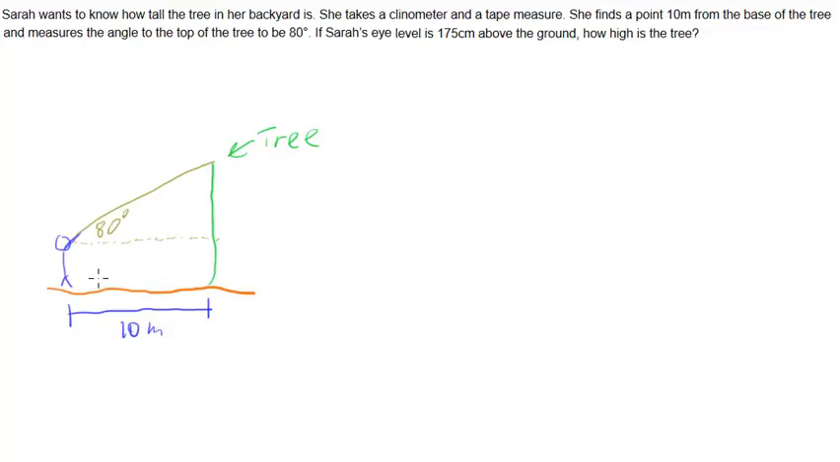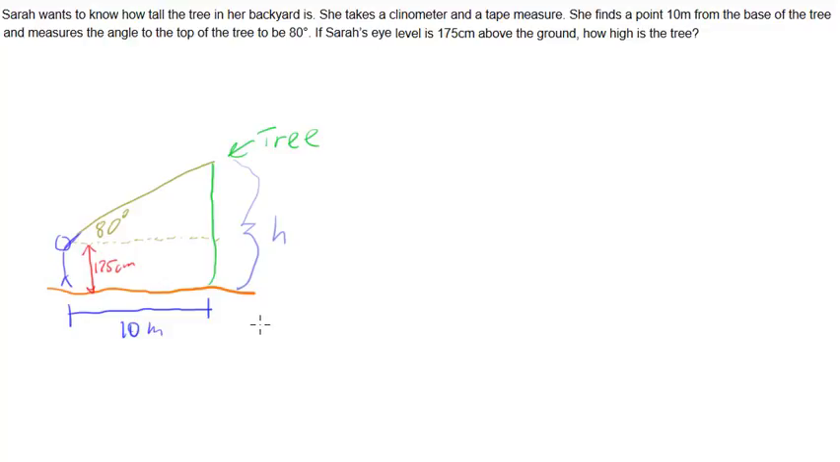Now Sarah's eye height is 175 centimeters, so we'll mark that in. This distance here is her 175 centimeters. Now what we want to know is the height of the tree, so we're wanting to know this distance here, which is the height of the tree.